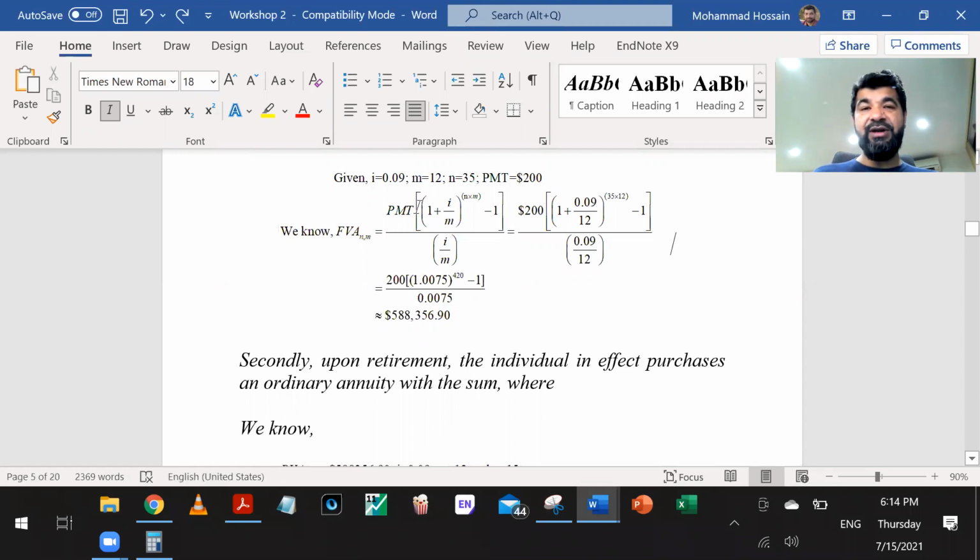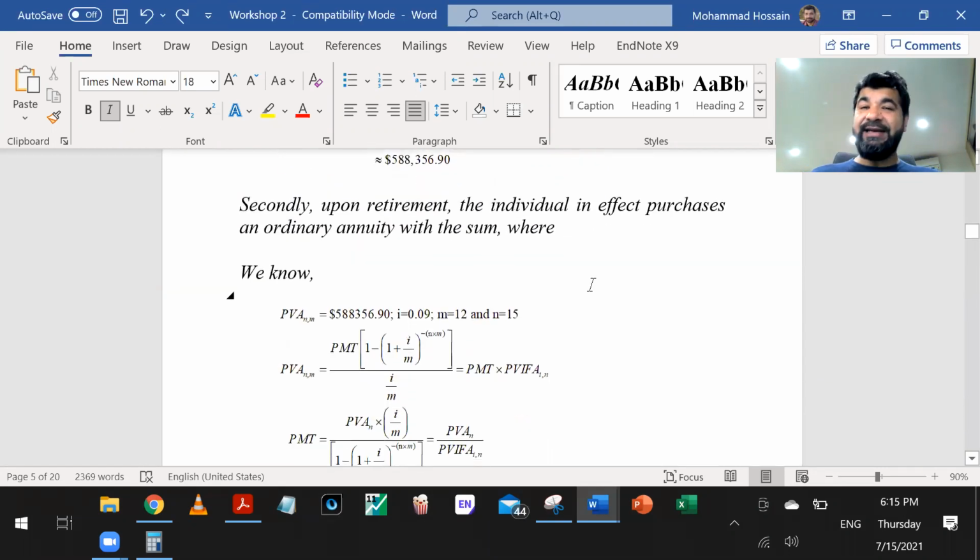How did you get this formula? Look, payment into 1 plus I by M. So now the question is, you have to identify, is it a future value or present value? Look, she started the payment at 30. And she's retiring at 65. It's future value. We have to see at the 65th birthday how much money she has accumulated. So it's future value we are looking at.